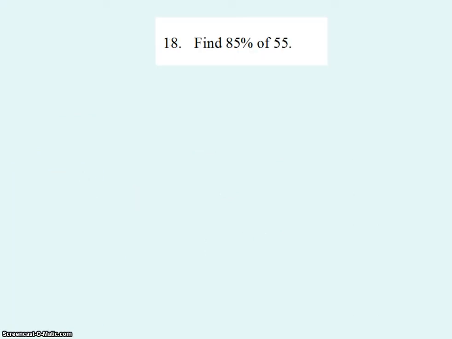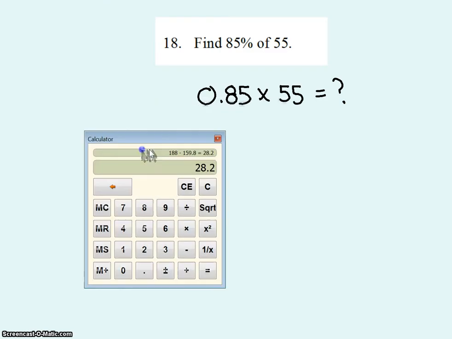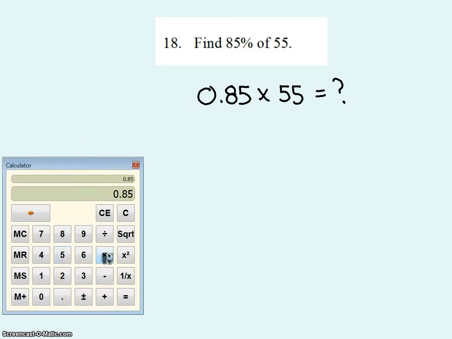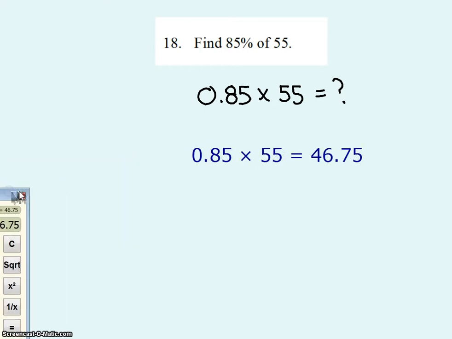Okay. Find 85% of 55. We've been doing this a while. I'm going to translate that from English to math. Here's 85%. Of means times. We're finding out what that is, so let's just calculate that. 85% times 55 is 46.75.